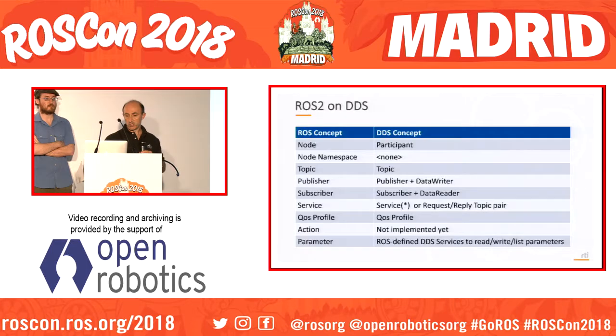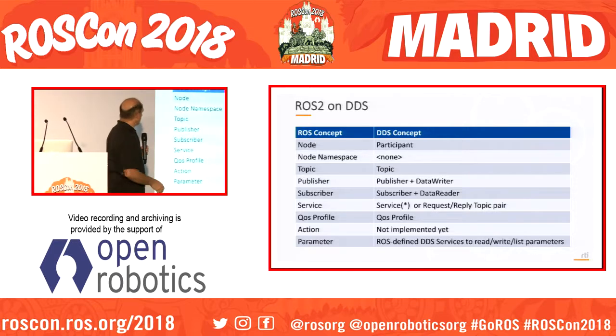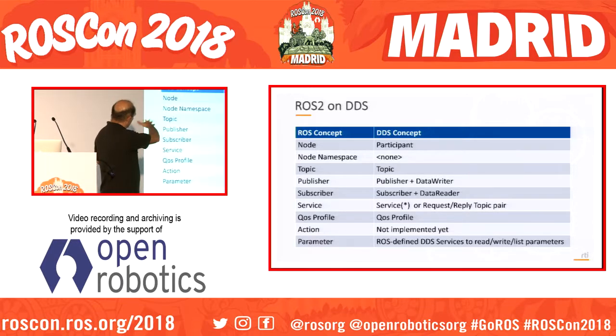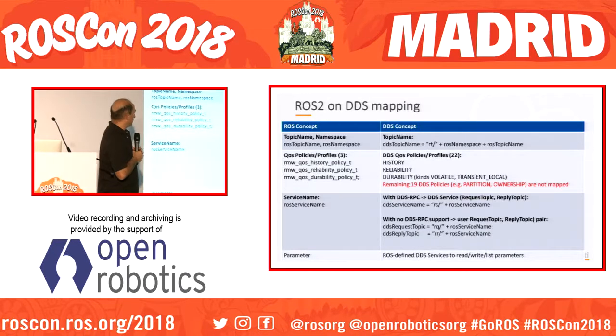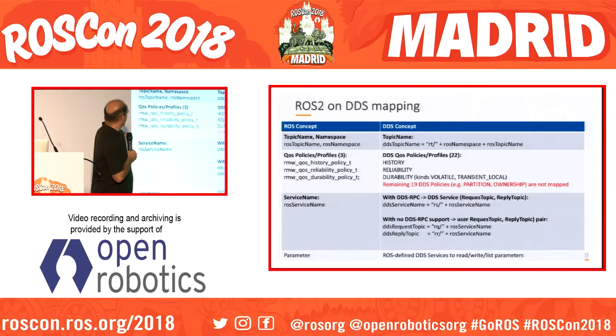So I want to talk a little bit about ROS on DDS with the remaining 5 minutes. So the way ROS maps to DDS, basically, there are a lot of similar concepts. The publishers have data writers in DDS, subscribers have data readers, QoS profiles, and so forth. And there is a little bit of a mapping when it comes down to the names. So where the ROS service name gets eventually mapped to a topic name, it gets prefixed with some things, it gets put into a namespace and so forth.